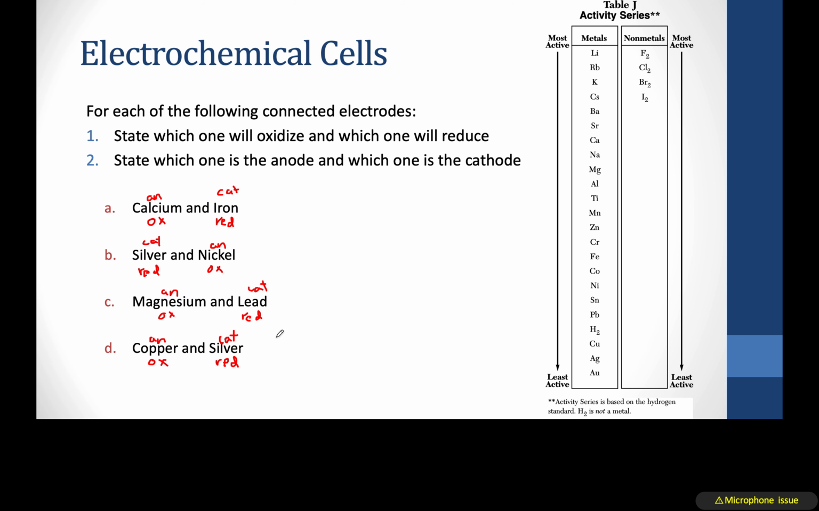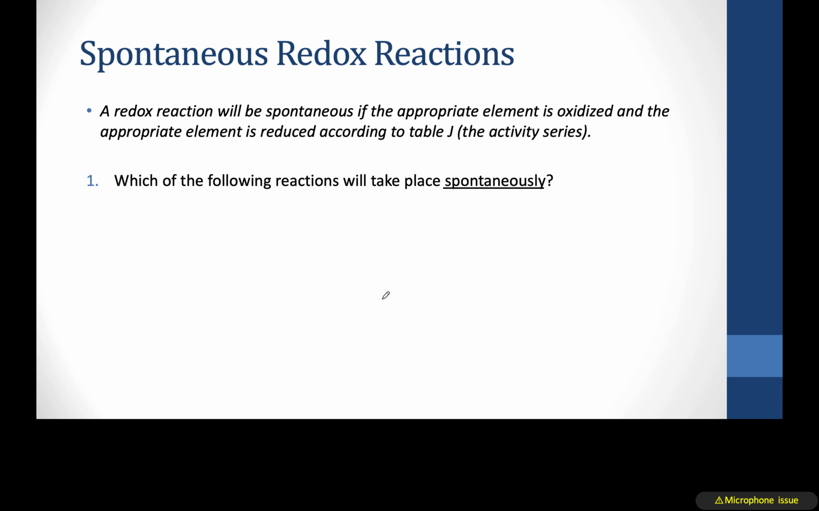Okay. All right. So hopefully that makes sense. Pretty straightforward. The one on top gets oxidized, and it's the anode. The one on the bottom gets reduced. It's the cathode. Okay. So we're going to use this in a bit here.